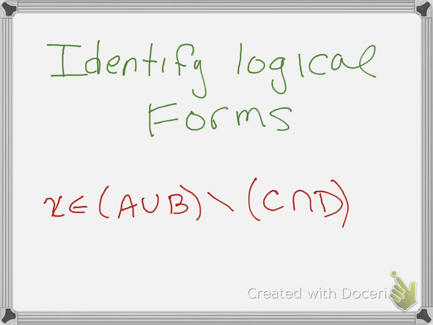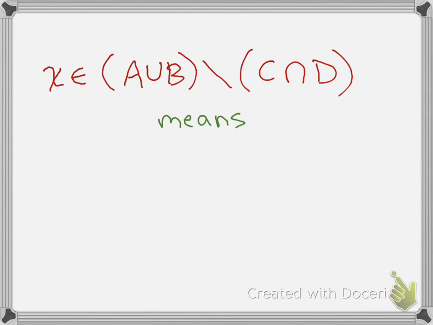We're going to identify the logical form of the following sentence involving sets. X is an element of (A union B) minus (C intersect D). So we're going to have to do this in steps.